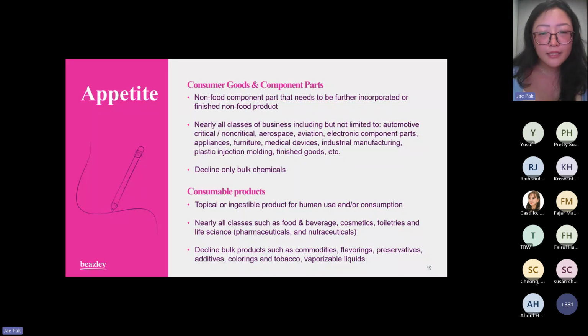In terms of our appetite, I would say we probably have the broadest appetite in the market. We can do pretty much any class of business from automotive critical to non-critical, aviation, aerospace, electronic component parts, batteries, industrial manufacturing, medical devices, appliances, finished goods. We just don't have an appetite for bulk chemicals. And in the consumable space, again, we have quite a broad appetite. We can do pretty much everything: food and beverage, cosmetics, toiletries, life science products. We just don't like bulk products like commodities, as well as food chemicals such as flavorings, preservatives, additives, colorings, and we also don't do tobacco or vape liquids.